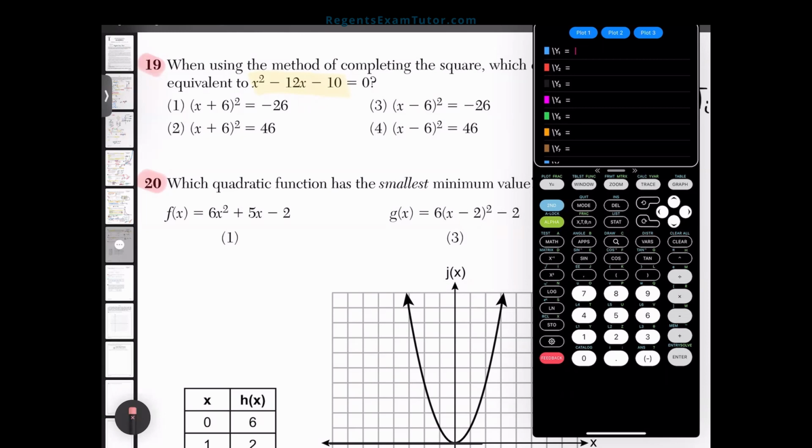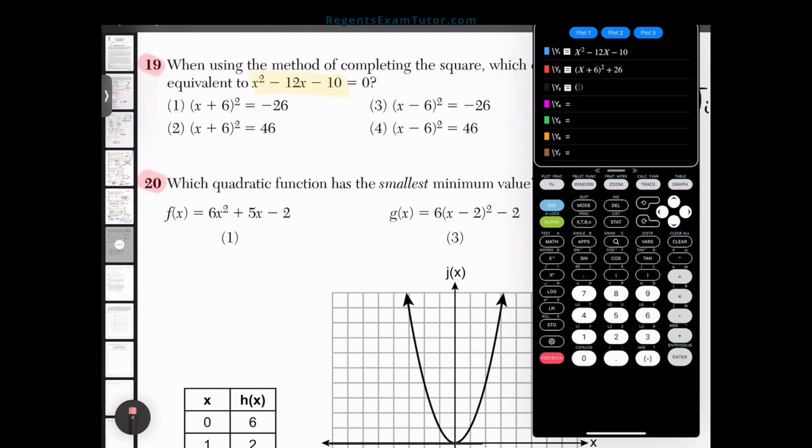So the question equation is going to be x squared minus 12x minus 10. So we are using the calculator to help us see which answer choice matches the equation in the question, and that will be the right one. So for answer choice number 1, we have x plus 6 squared plus 26. I had to add that so it would be set equal to 0. That's all we have to do differently.